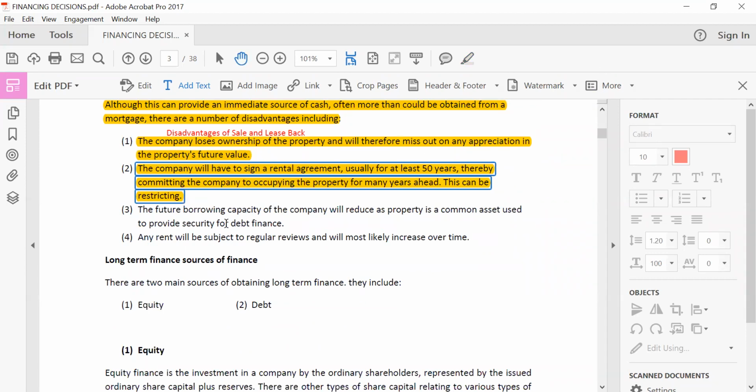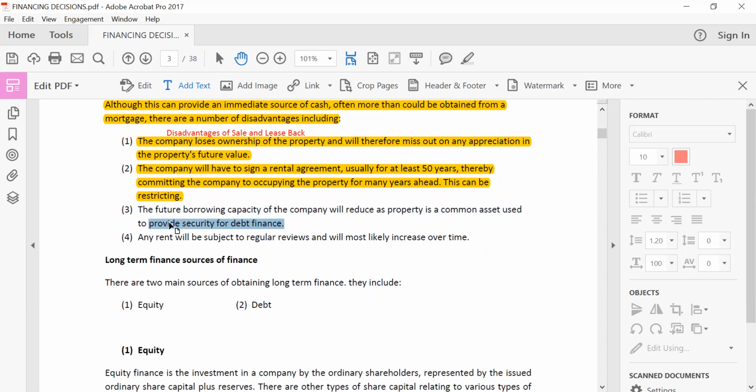The future borrowing capacity of the company will reduce as property is a common asset used to provide security for debt finance. If you go through issues of sale and lease back, that is a disadvantage, which tends to affect the security coming with that. Now you've sold that asset. Can you use that asset as a collateral? No bank will accept a lease asset as a collateral. We are looking at properties that you have ownership, you have control over. In that case, if we're coming for debt finance, you present that as a collateral.